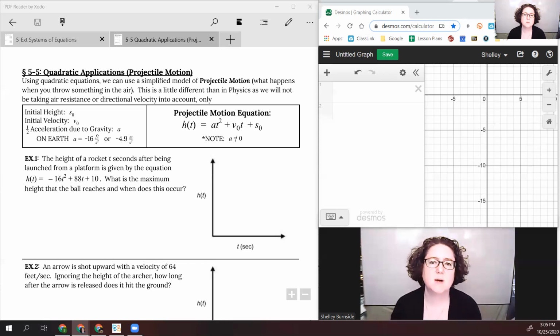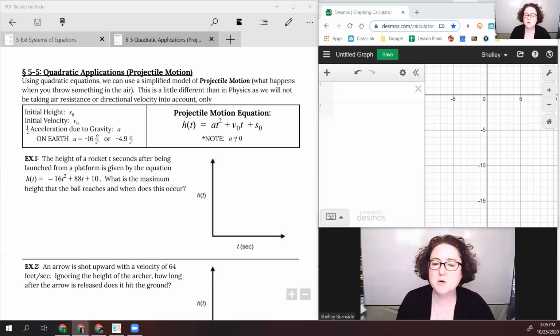Now, if we did do any problems using meters or meters per second squared, we would use the metric version of this. Again, full value of acceleration due to gravity would be negative 9.8 meters per second squared, and half of that would be negative 4.9 meters per second squared. But again, all the problems we're going to look at are going to use the imperial measurements. So A is equal to negative 16 feet per second squared. So let's check these out.